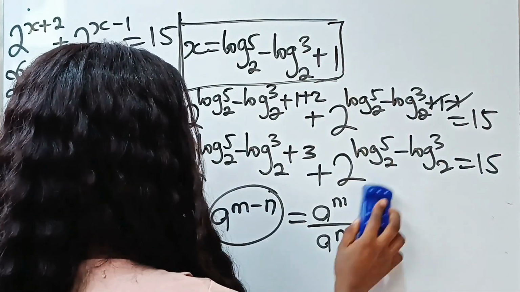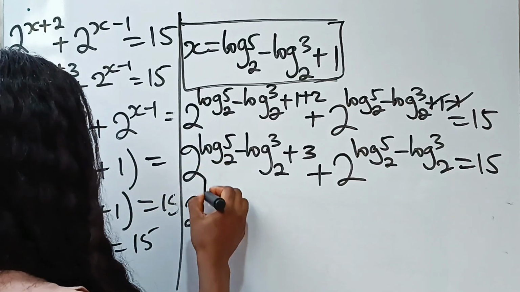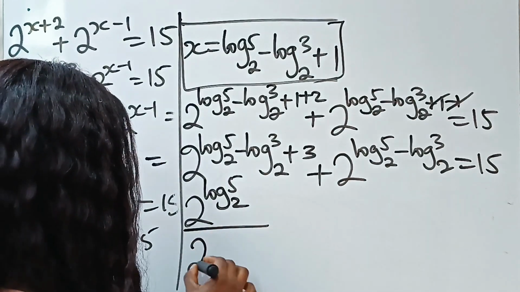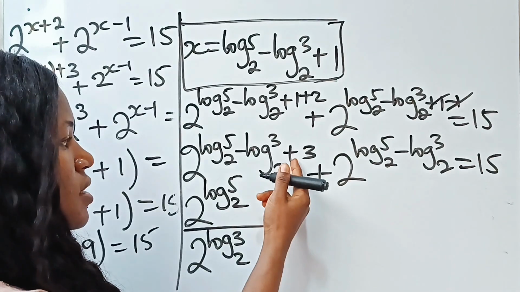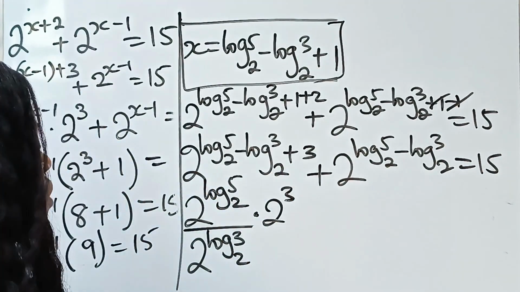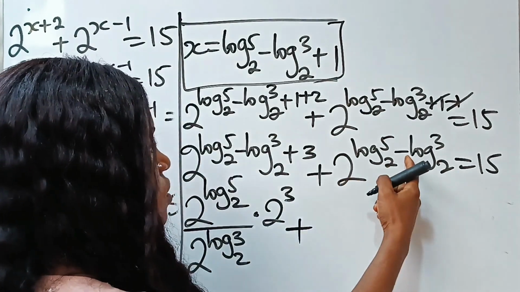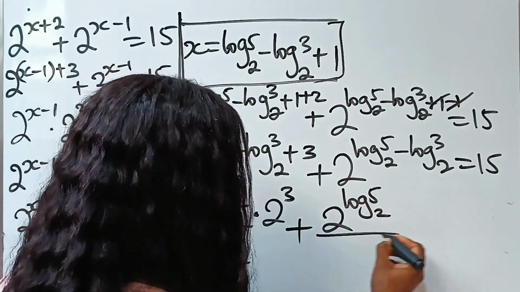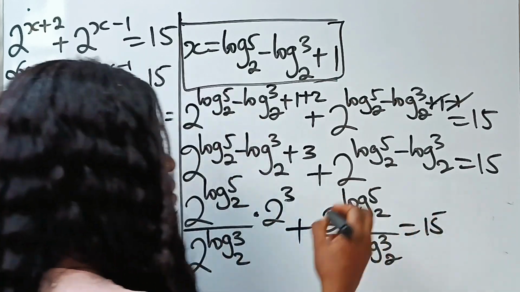All right. So we are going to write 2 to the power of log 5 base 2. Because it's subtraction, we are going to divide by 2 to the power of log 3 base 2. Now because this is addition, it's going to be multiplied by 2 to the power of 2. Okay, so we are done with the left hand side of this equation. Plus, now this is just subtraction, so it's going to be 2 to the power of log 5 base 2 divided by 2 to the power of log 3 base 2, is equal to 15.